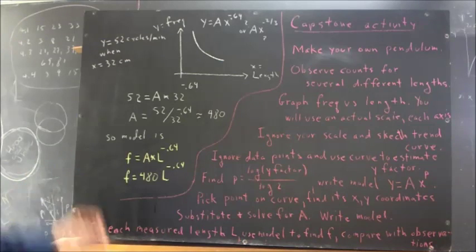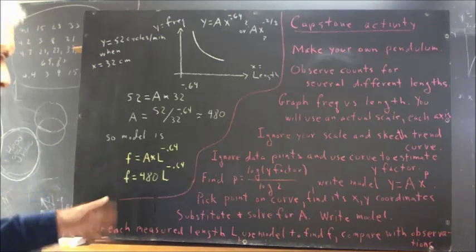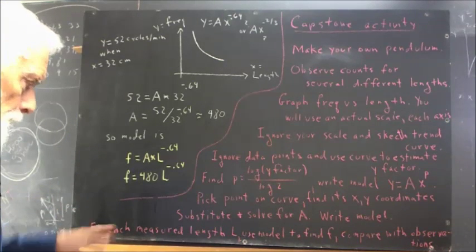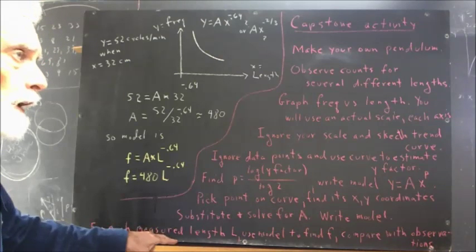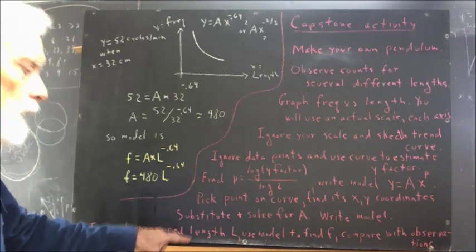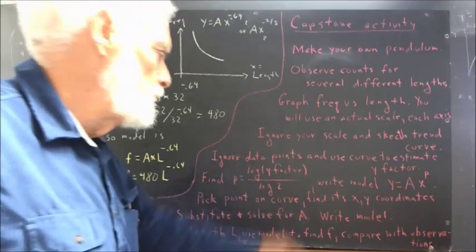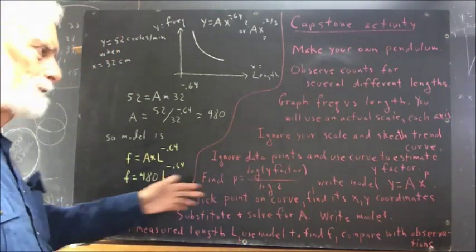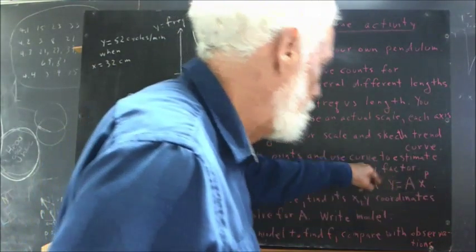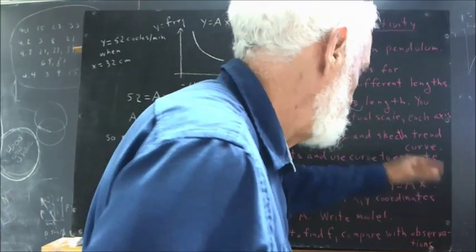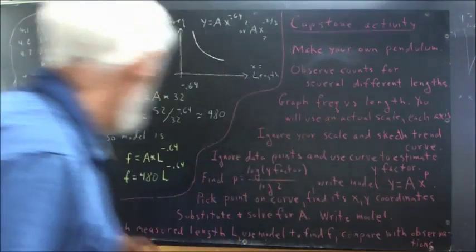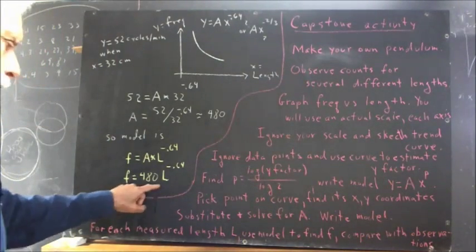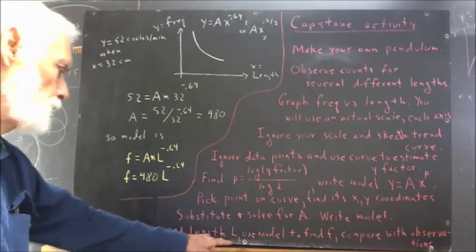Okay, then the last thing, and I'll give you some hints here in a minute, but in another video. For each measured length L, use the model to find F. Okay, that means you got a model of Y versus X, or F versus L. X really is now your length L, Y is your frequency F. So you might write it like this. For every length L that you observed.